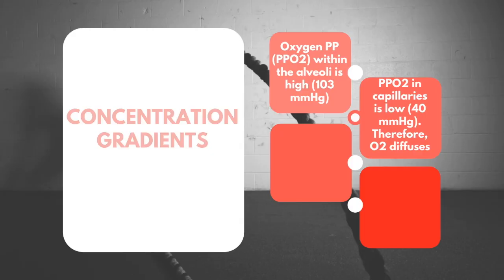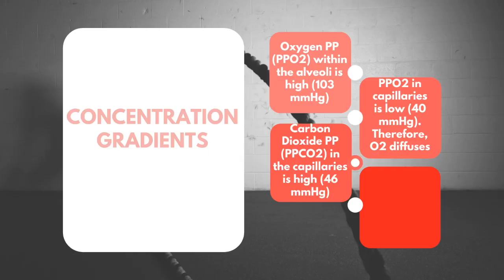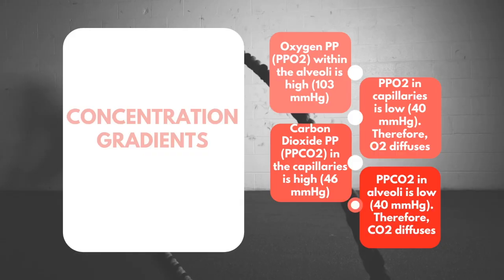At the same time, in reverse, the carbon dioxide at the capillaries is high because that's coming back from the muscles, coming back from aerobic respiration as a waste product. And it's high at 46 millimeters of mercury. Within the alveoli, it's slightly lower at 40 millimeters of mercury. So therefore, because there's a concentration gradient, it can offload into the alveoli ready to be exhaled.